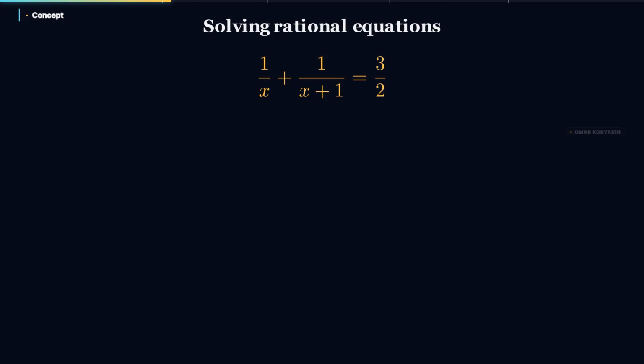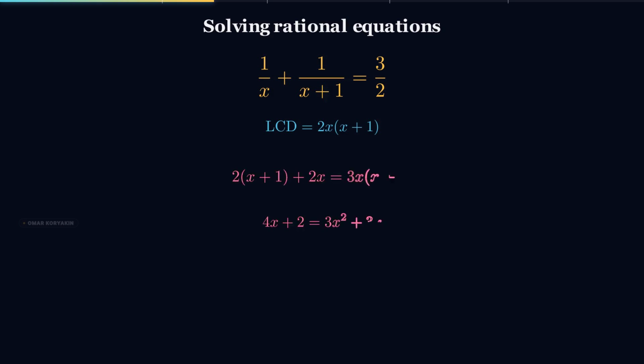Take 1 over x plus 1 over x plus 1 equals 3 halves. 3 small fractions in the equation, 2 of them with variable denominators, 1 numerical. Find the LCD. The denominators are x plus 1 and 2. Their LCD is 2x times x plus 1. Multiply both sides of the equation by this LCD to clear every fraction.